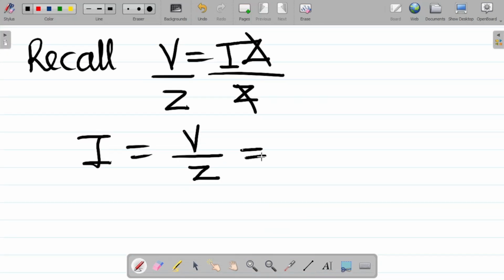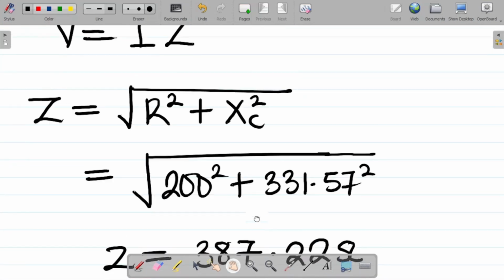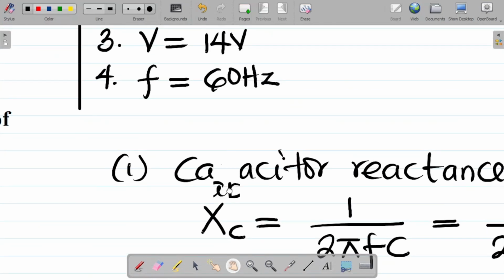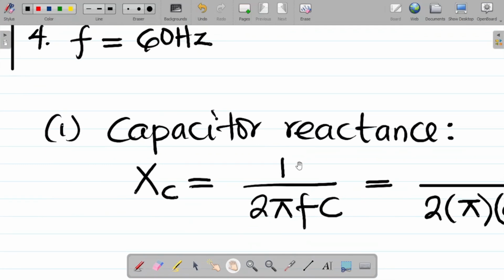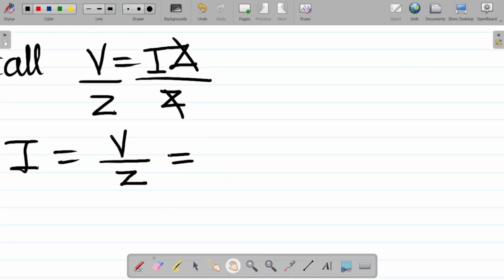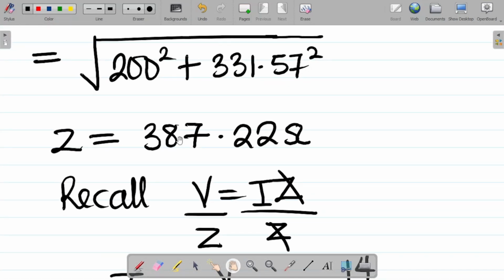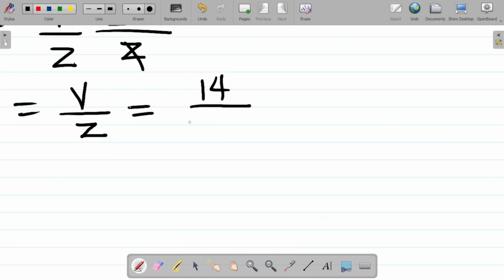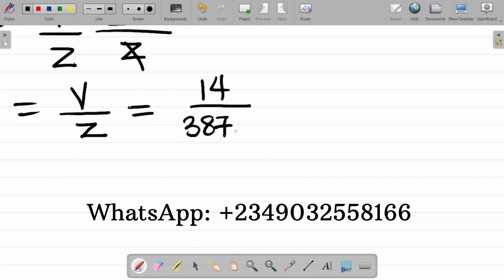Let's put in values and punch this. What's the value of V, the voltage? From this question, the value of the voltage V is 14. That becomes 14 volts. So it becomes 14 all over Z. What's the value of Z? We just got Z as 387.22. All right, let's punch this. So I'm having 14 all over 387.22. That gives you about 0.036. So you're having 0.036 as your answer.